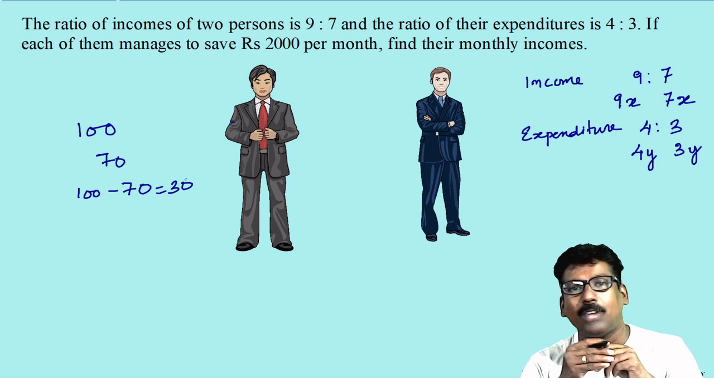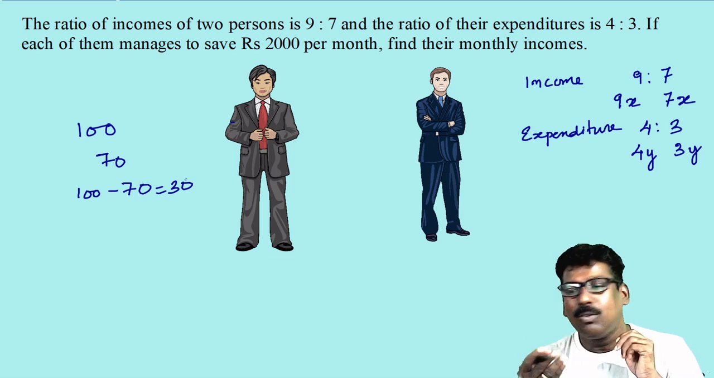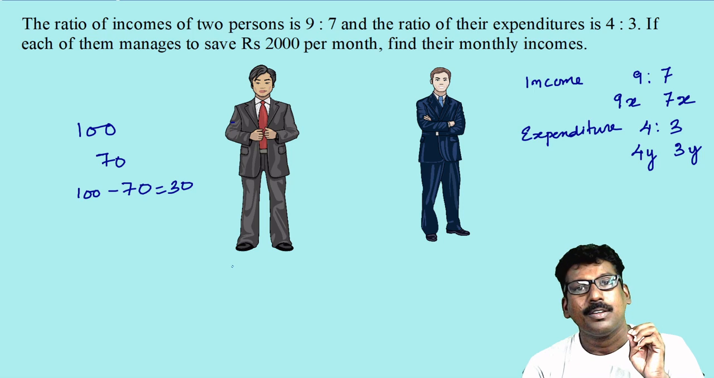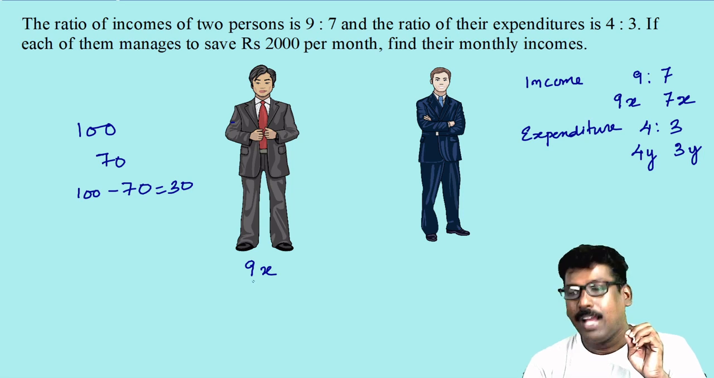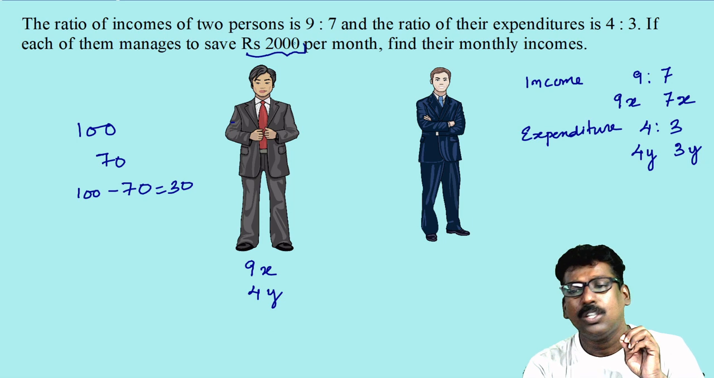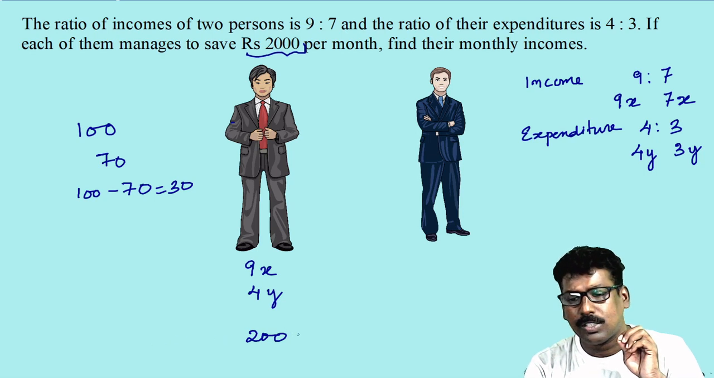This is how you are calculating the saving. Now, here in this question, income of the first person is 9x and his expenditure is 4y, and in the question it is given as rupees 2000. That means his saving is rupees 2000. It is saved.